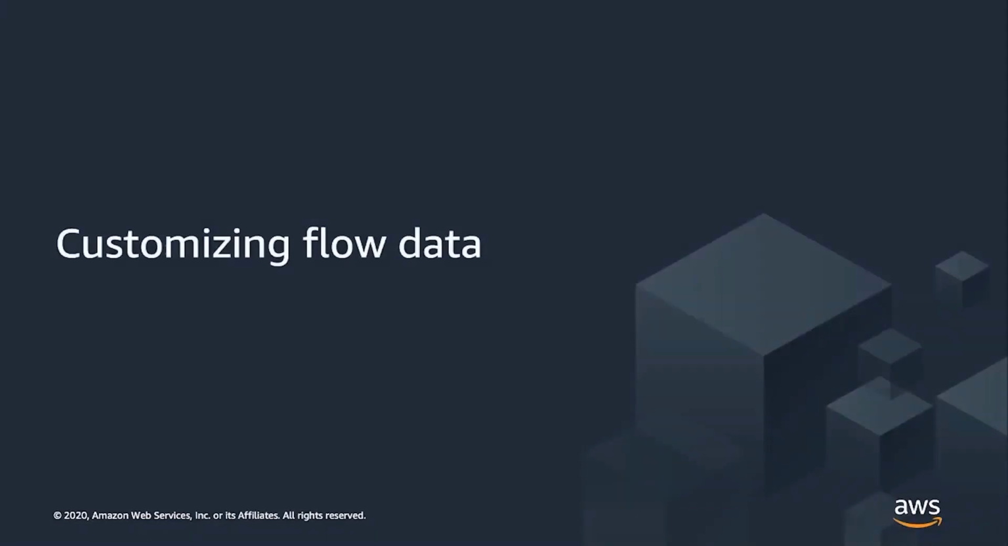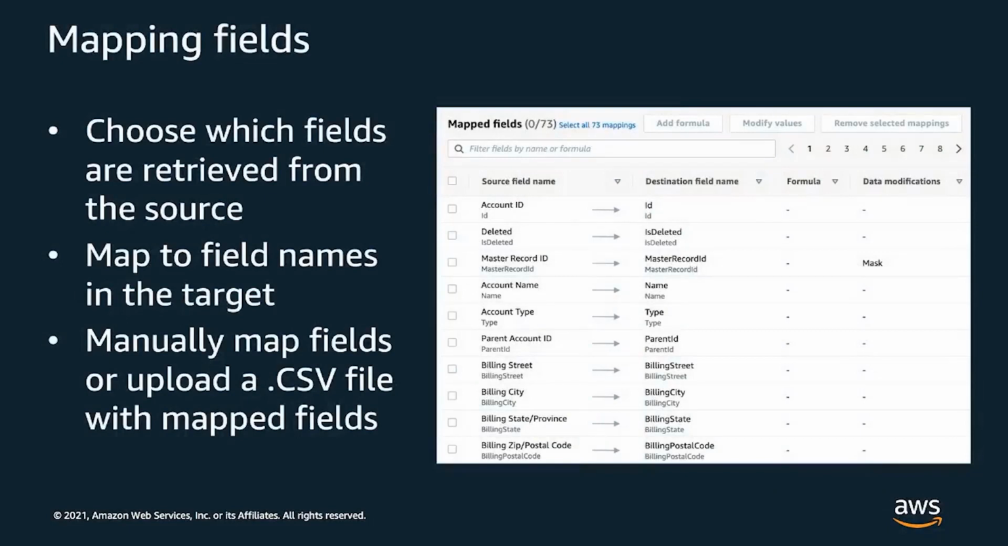So we've talked about these flows and how we schedule them, what's the security wrapped around them. Let's talk about the data itself and how it comes in. And there's multiple ways of manipulating that data as it goes through an AppFlow flow. The first is mapping fields. And you need to do this. Obviously, you're going to say, hey, I want to map these fields, but you have some flexibility on how this works. You can choose which fields are retrieved from the source.